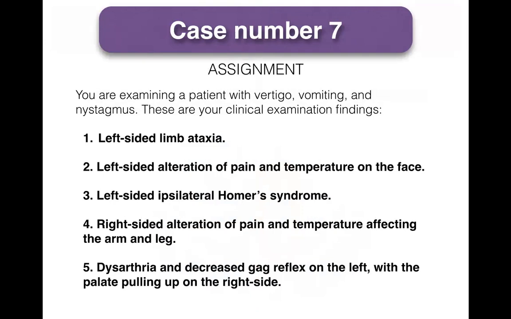You are examining a patient with vertigo, vomiting, and nystagmus. And these are the clinical examination findings: left-sided limb ataxia, left-sided alteration of pain and temperature on the face, left-sided ipsilateral Horner syndrome, right-sided alteration of pain and temperature sensation affecting the arms and the leg. And there's also dysarthria, decreased gag reflex on the left, and the palate pulling up on the right side.